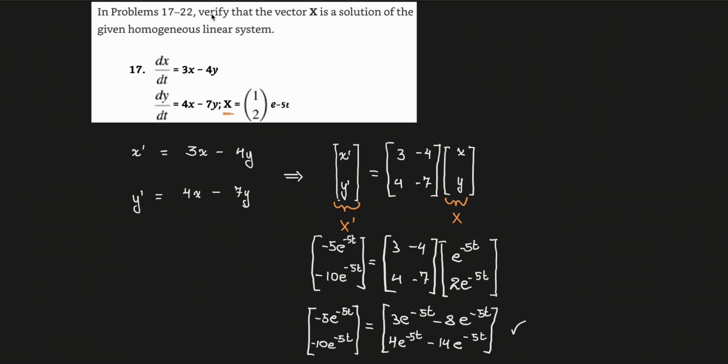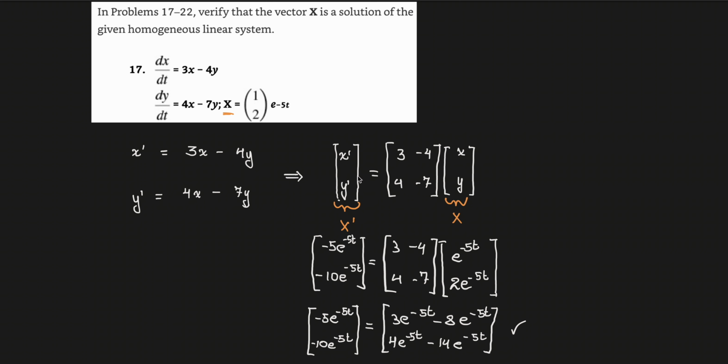We're being told to verify that the vector x, this vector, which is a vector multiplied by a scalar, where I can multiply this scalar by each component, is a solution of the given homogeneous linear system. Now, homogeneous, that's good news. That means it's going to have this form over here. Remember the x prime equals Ax? Okay, so the first thing we want to do is convert it to matrix form.